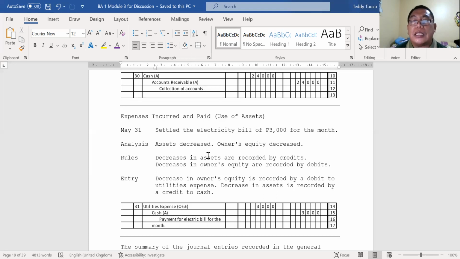Why utilities expense? If the account title given in the problem is only utilities expense, but if the problem specifies that there is electricity expense or electric expense or light expense, then we debit light expense, dili kon utilities expense. But if the problem uses utilities expense for all utilities, then it should be debited to utilities expense. And a credit, of course, to cash. Kaya nagbayad man, nagsettle man. Take note, the term settled is tagbayaran. Okay?